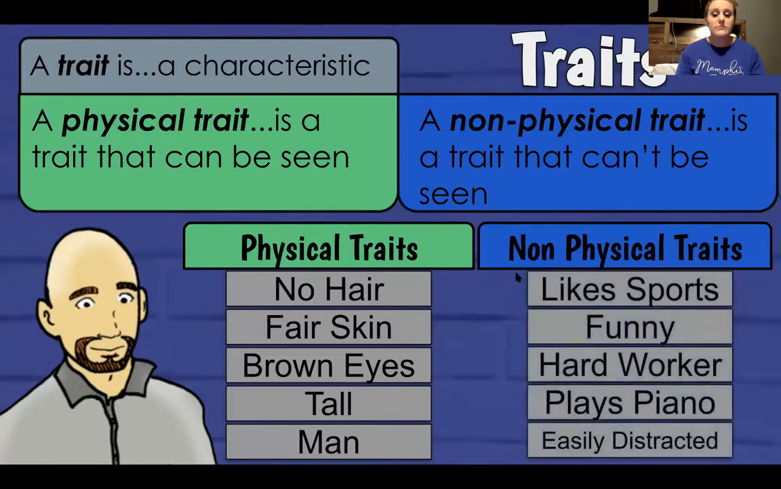Non-physical traits. This is stuff that if we were just walking down the street and we looked at this man right here, we wouldn't know any of this without him telling us, or us being around him and knowing his personality. We would learn that he likes sports, that he's funny, a hard worker, plays piano, easily distracted. You would not know that by looking at him. Non-physical traits are something that you cannot see. They cannot be seen with the eyes.